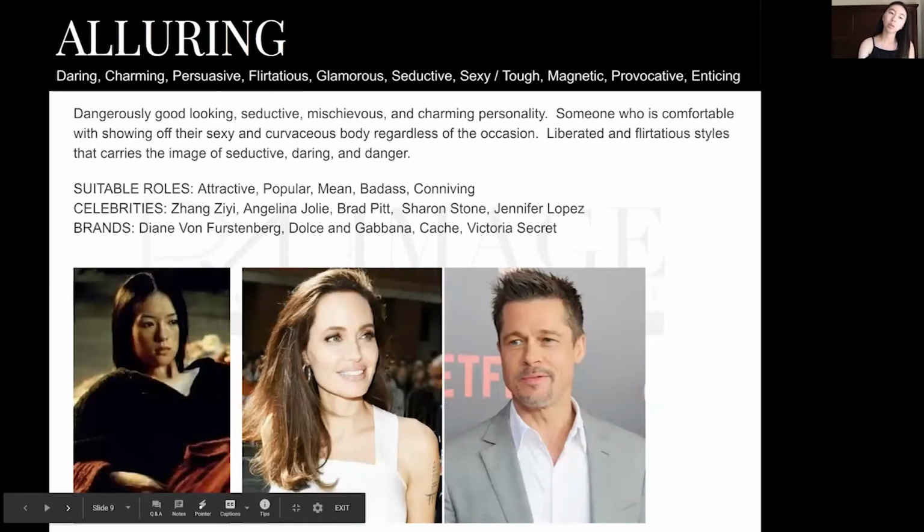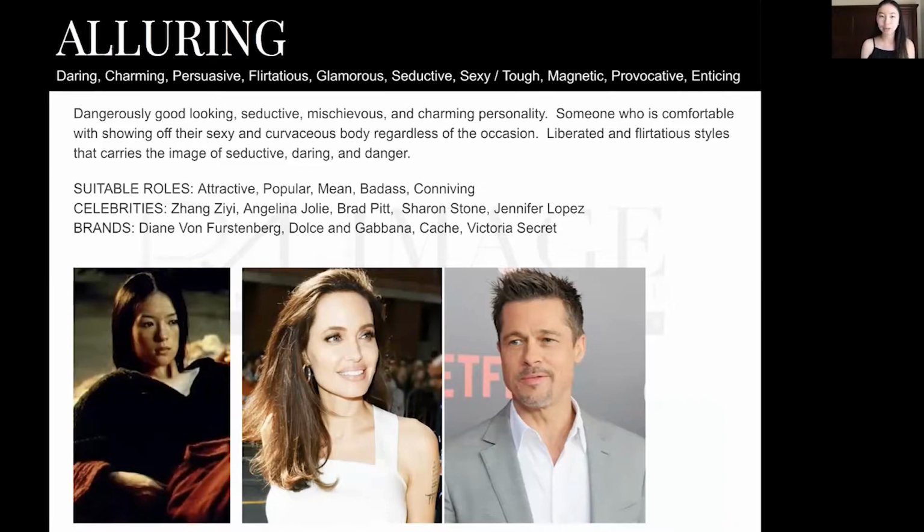And next is going to be alluring. Alluring is going to be really good looking, seductive, mischievous, and charming personality. Someone who is comfortable showing off their body regardless of the occasion. Liberated and flirtatious, and carries an image of seductive, daring, and danger. Suitable roles for this is going to be attractive, popular, mean, badass, and conniving. Celebrities are going to be Zhang Ziyi, Angelina Jolie, Brad Pitt, Sharon Stone, and Jennifer Lopez.